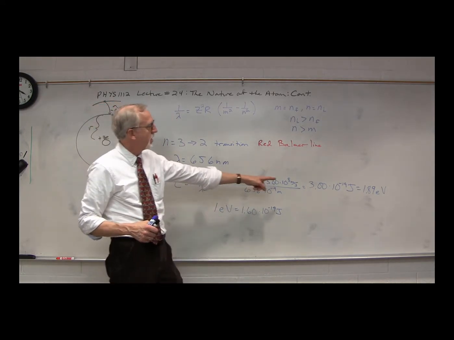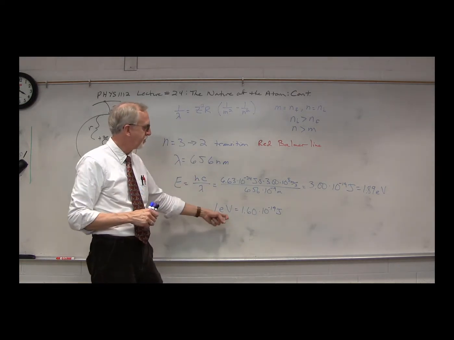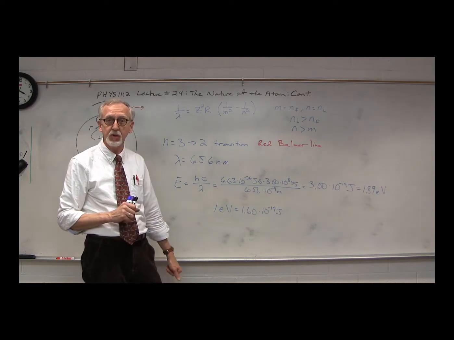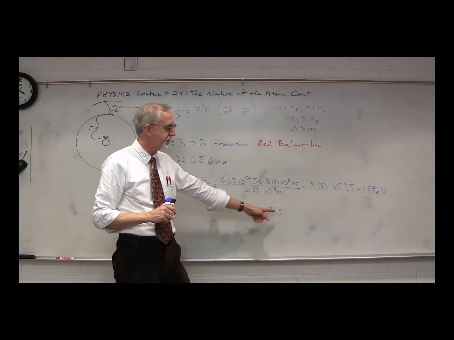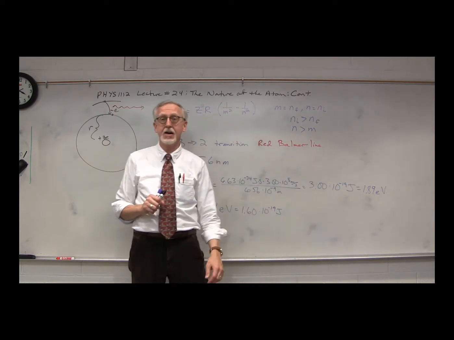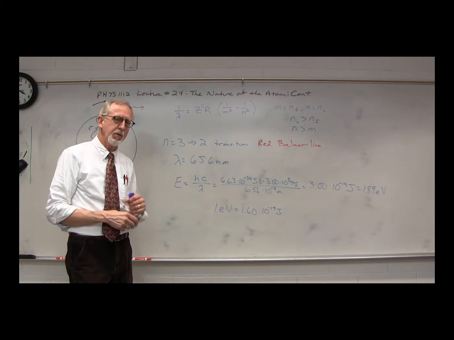That gives us 3.00 times 10 to the minus 19th joules. And if we want, using the conversion between joules and electron volts, remember 1 electron volt is 1.60 times 10 to the minus 19th joules, we can convert that to 1.89 electron volts. Great.